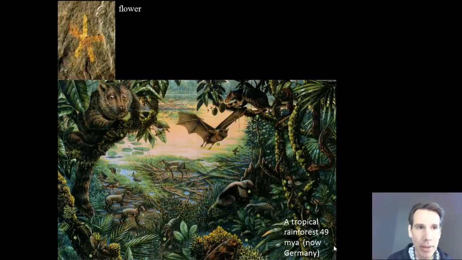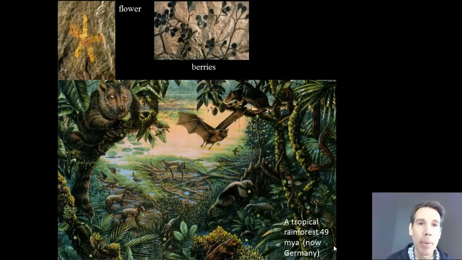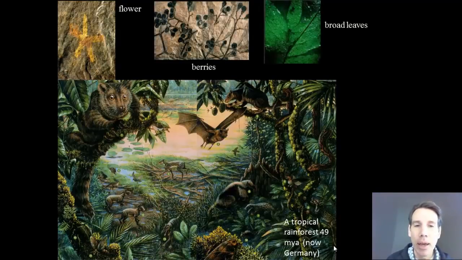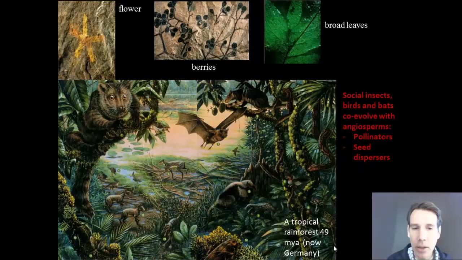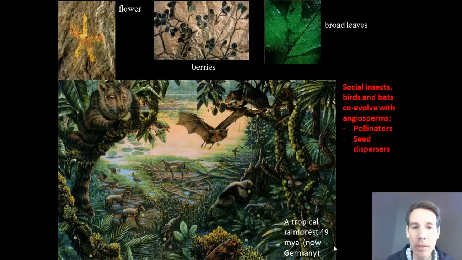So for example, you find very delicate structures that are preserved here. Here's a flower from Messel, Germany, some berries, some broad leaves. And we have a really good sense of what this environment is like. And we're not focusing on the animals in this video, but here are the plants. And alongside those plants are all kinds of animals, such as bats, various birds, and social insects. And so what we're seeing at this time is there's a coevolution between animals such as social insects and bats and birds and flowers, flowering plants.